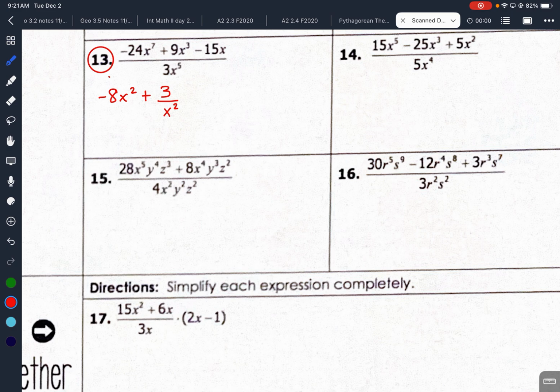Okay. 3 into negative 15 is negative 5. Okay, what's bigger? x to the first or x to the fifth? x to the fifth. So we're going to go in the denominator, right? So 5 minus 1 is x to the 4th. Interesting. Okay, so do 14.